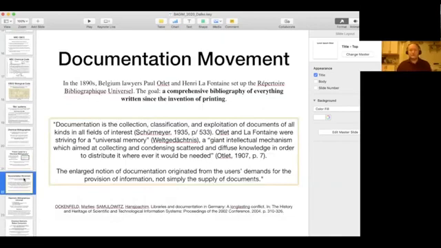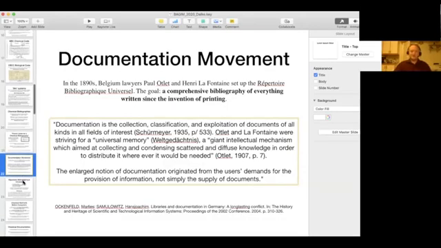This is part of what's called the documentation movement. And now when I started in this field, I thought, okay, documentation, that's how I do my software. I write some documents, right? This is more of an idealistic thing than that. The documentation movement started off in the 1890s as an effort to set up a comprehensive bibliography of everything written since the invention of printing. And one of the quotes in here describes a giant intellectual mechanism which aimed at collecting and condensing scattered and diffuse knowledge in order to distribute it wherever it was needed, and to provide information to people, not just documents.